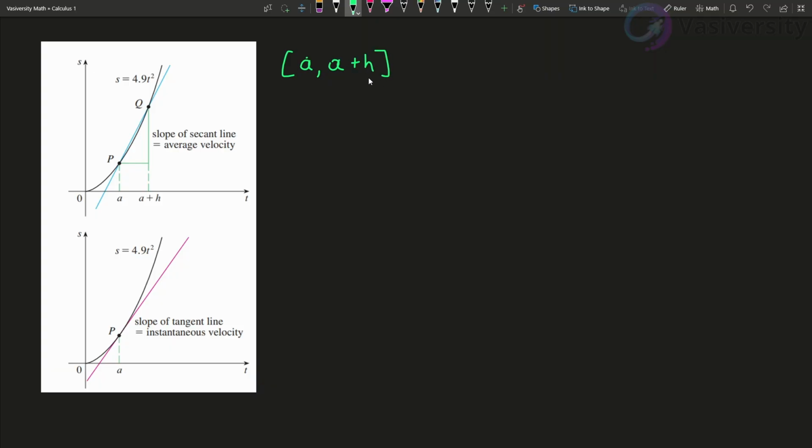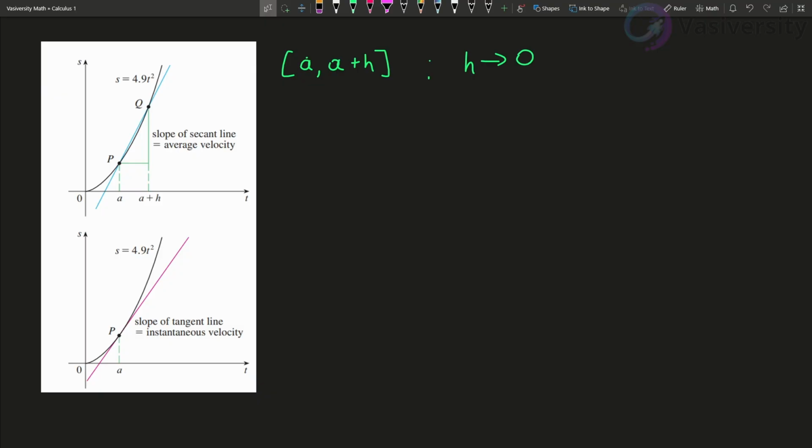Essentially, our goal is for h to be as small as we can. In calculus, we say that h approaches 0. It's not equal to 0, but it becomes smaller and smaller and smaller. As it does, we want to identify what the actual value is at this point, specifically the slope.